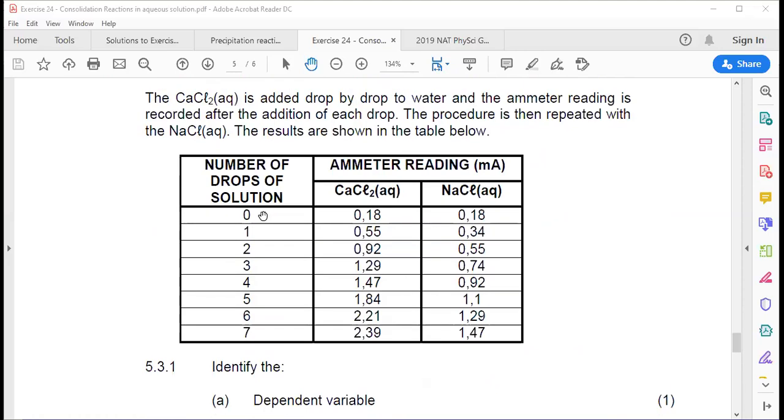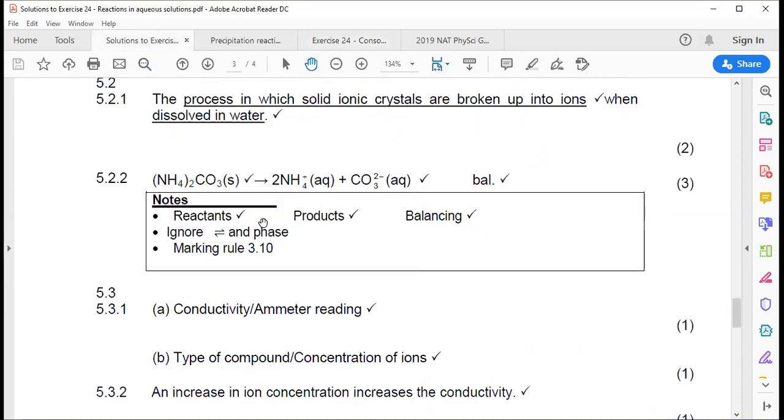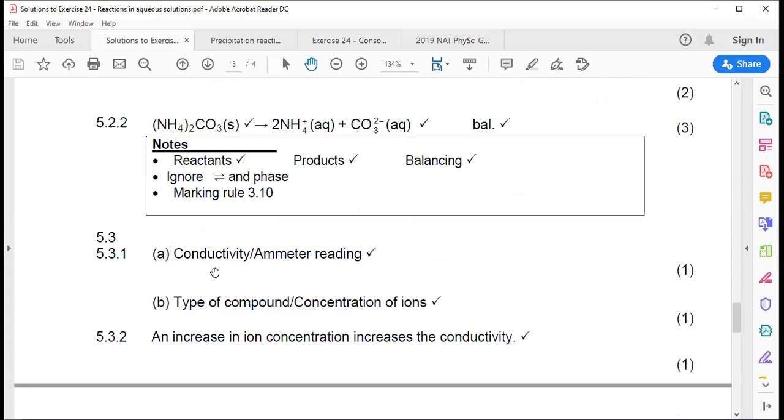What are we changing here? Number of drops of solution. Are we together? And what are we measuring? We are measuring the conductivity, or we are measuring the ammeter reading.